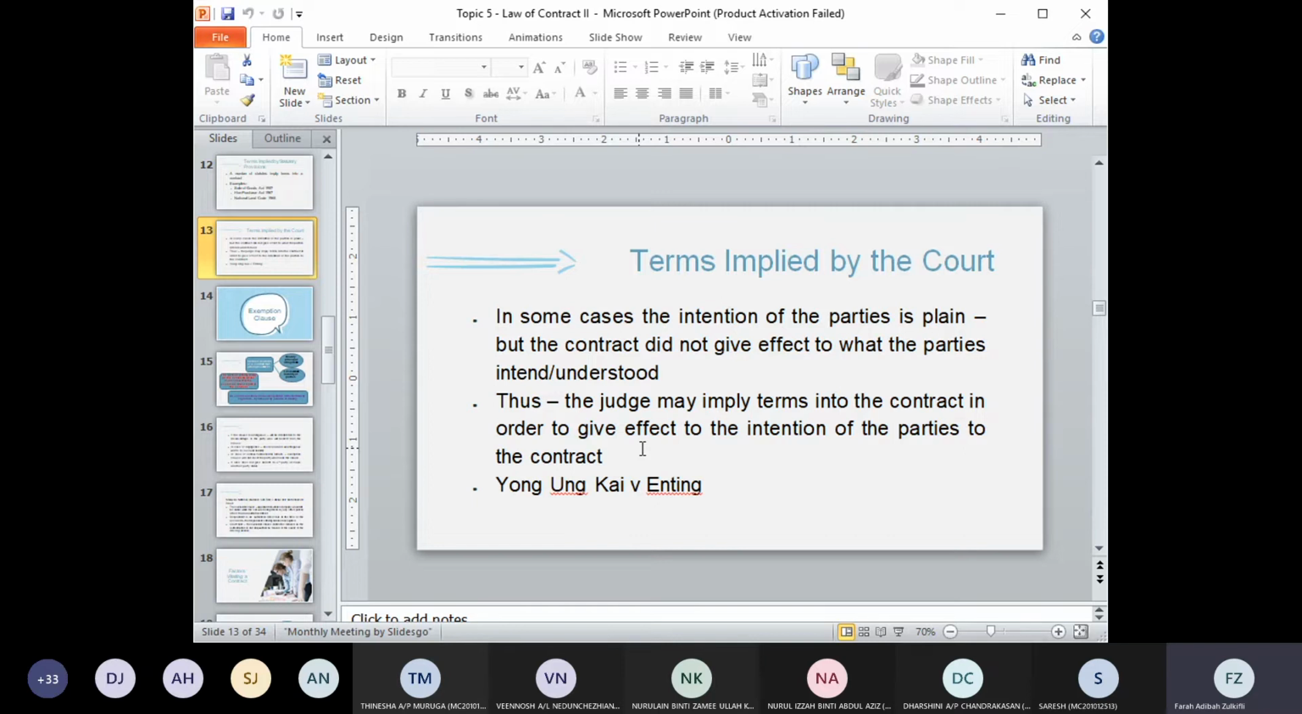Okay, and then the third one is that there are certain terms that can be implied by the court. In some cases, the intention of the parties is clear. What the parties want in the contract is clear, but sometimes their contract is not as clear. The parties know what they want inside the contract, but what they put in their contract does not give effect to what the parties intend. So the contract may be vague, or the contract may not have a certain clause inserted. In this situation, the court can imply terms in the contract in order to give effect to the intention of the parties to the contract.